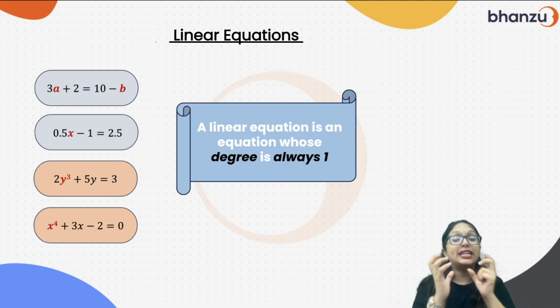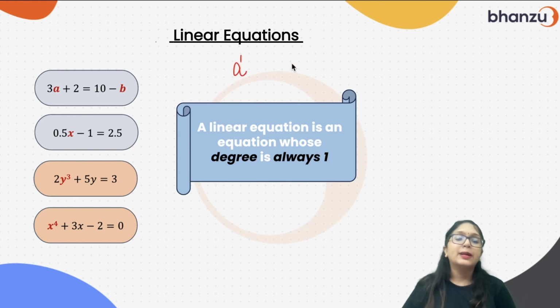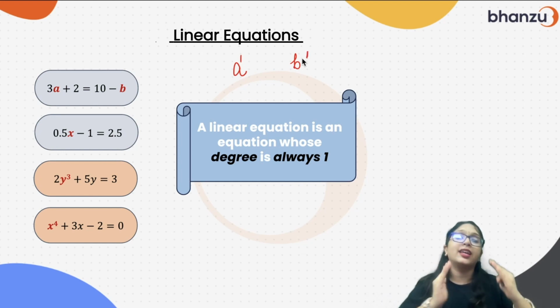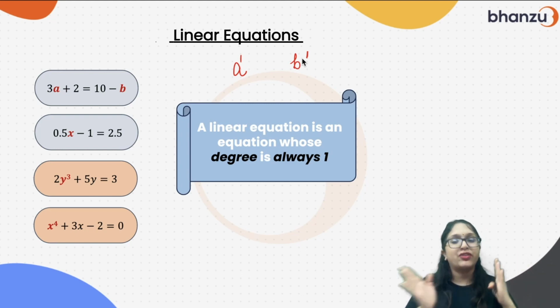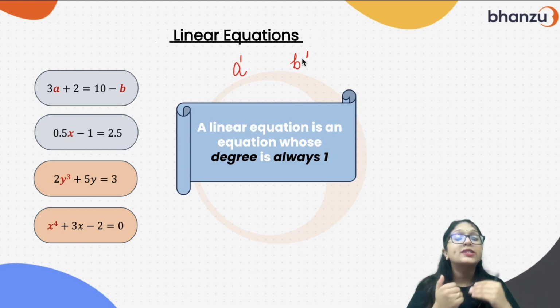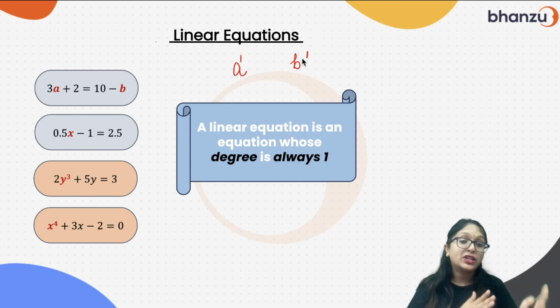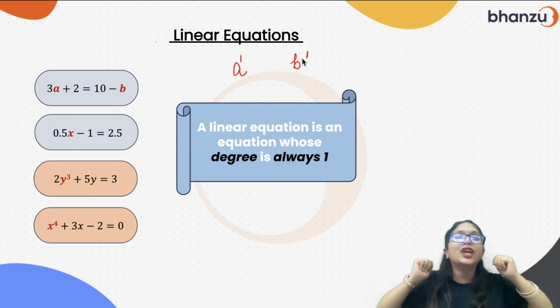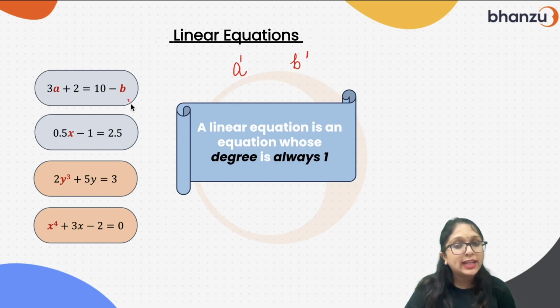So we need to see the power of a variable over here. You can see a. So a alone means a to the power 1. b means b to the power 1. So wherever you can see the power 1, that thing is called a linear equation, right? You can see 3a plus 2 equals 10 minus b. This is an equation. If the power of the variable is 1, this becomes a linear equation, right? Accordingly, I think the second one is also a linear equation.